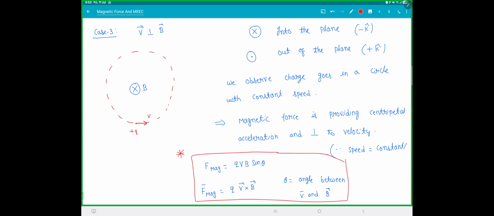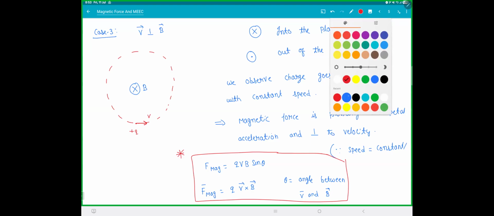Now, the most important thing here is getting the direction of this force. So it's a cross product. Let's see how to do that. We know how to find the direction of A cross B from vectors.